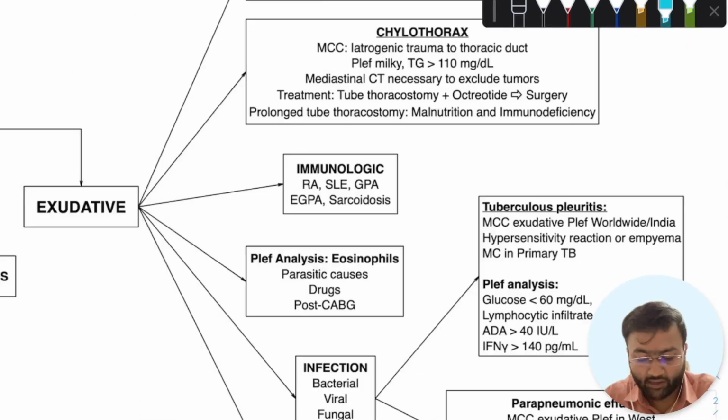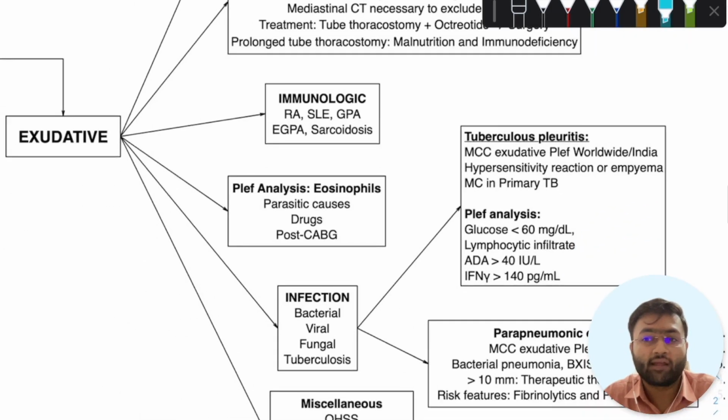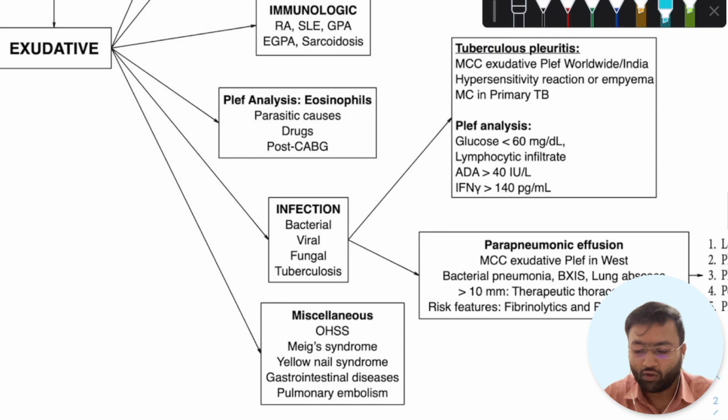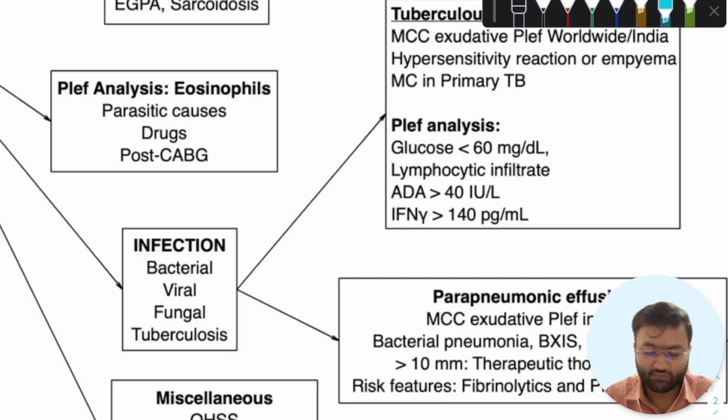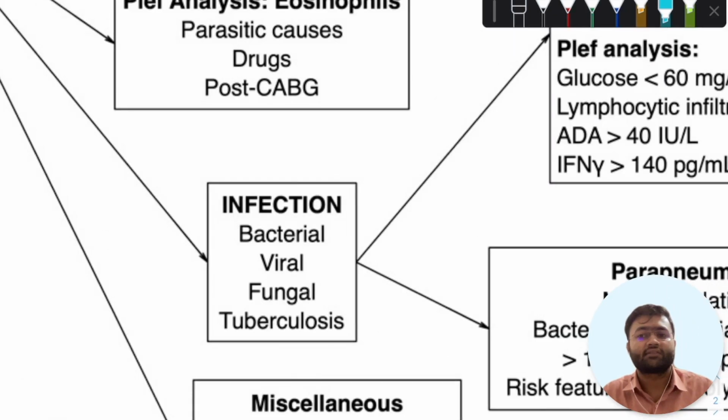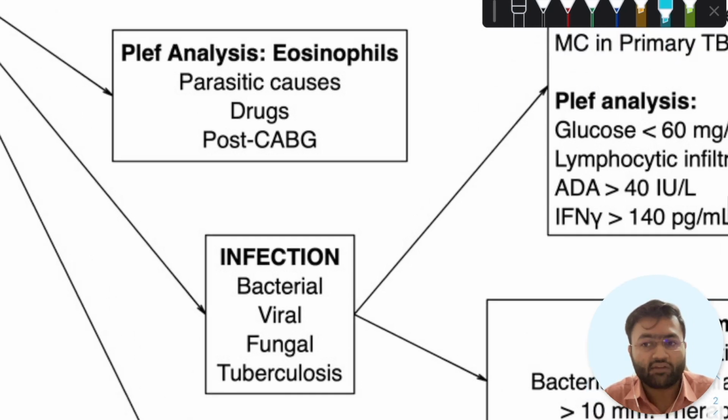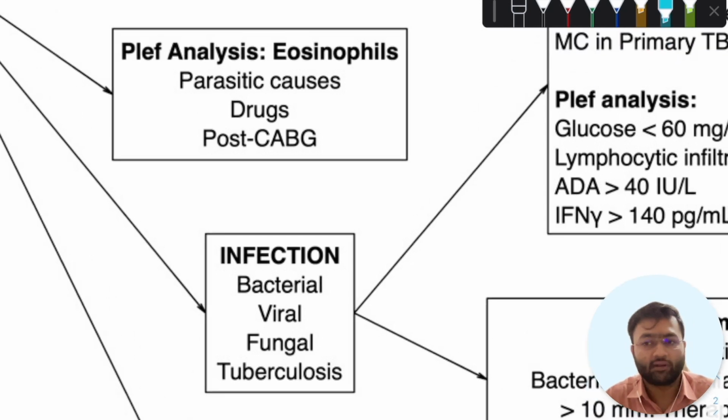After that, exudative etiologies are more common and they are more extensive. Let us go with discussing it one by one. Let us look at the infectious etiology first. It can occur via various bacterial, viral, and fungal infections. Also, parasitic infections can cause it, and tuberculosis is one important cause.